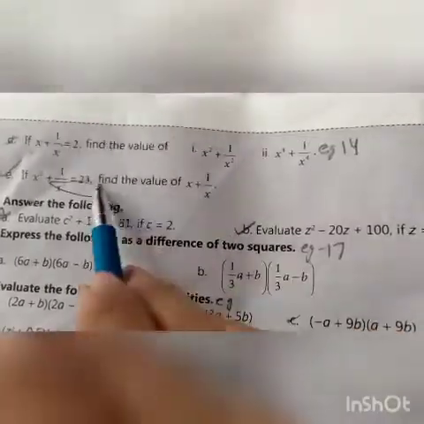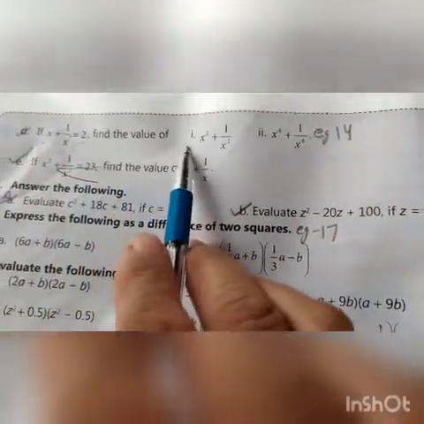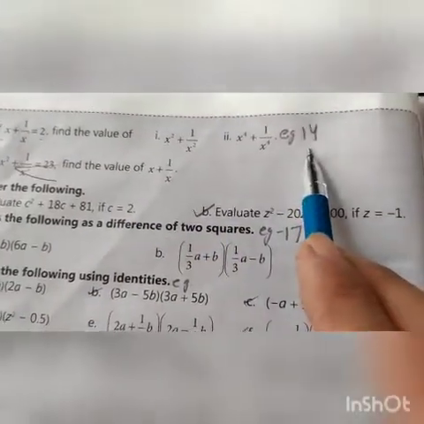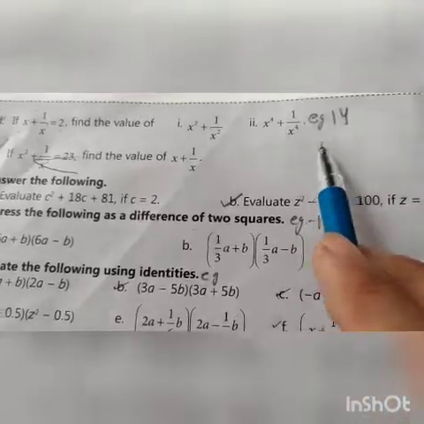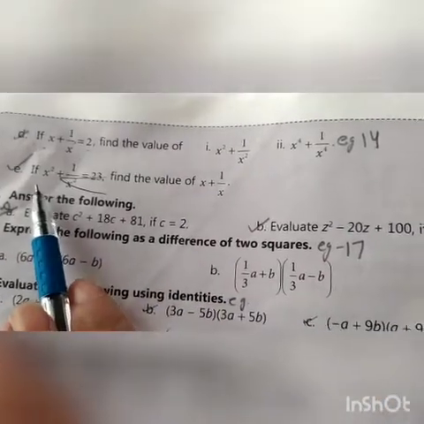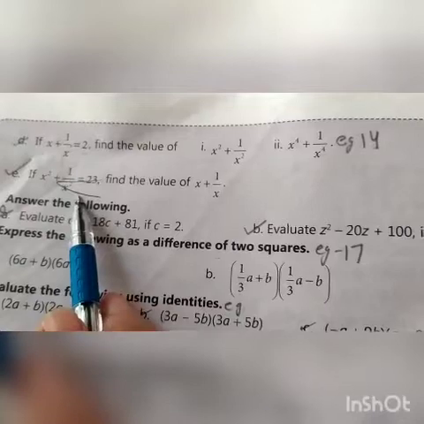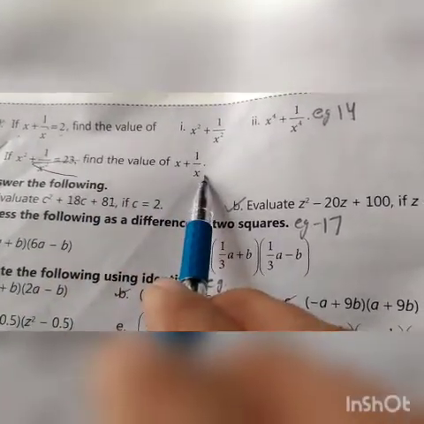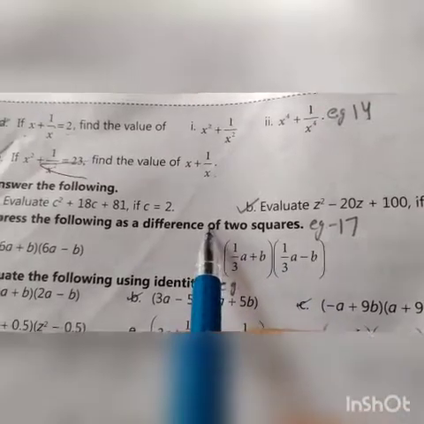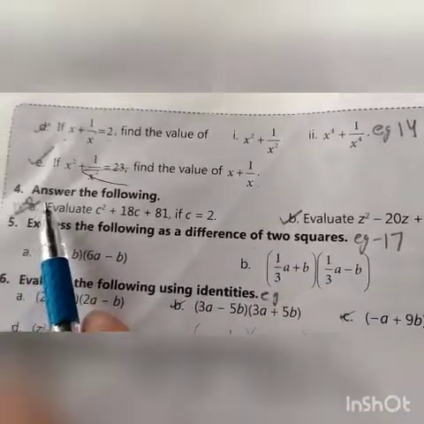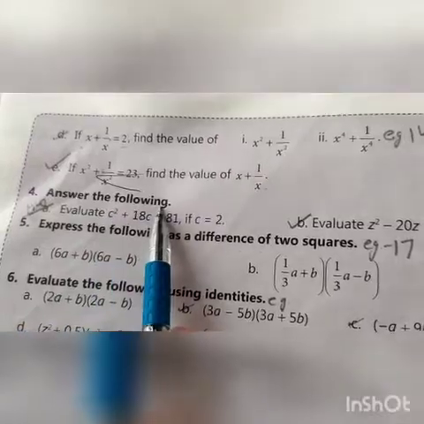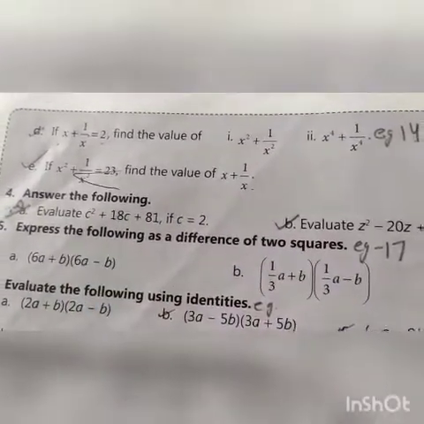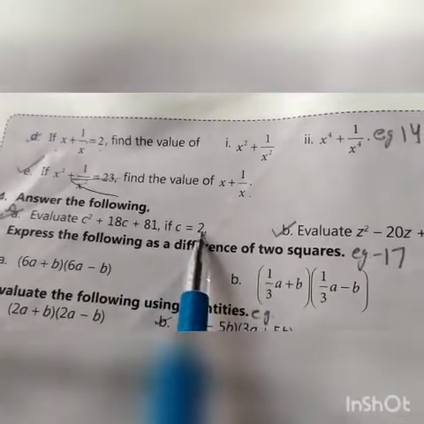Now next, D part. D part I just now explained to you as example 14. So you will do it yourself. Now come to E part. If x square plus 1 upon x square is equal to 23, find the value of x plus 1 upon x. I have explained this also. Come to question number 4. Answer the following. Evaluate c square plus 18c plus 81 if c is equal to.